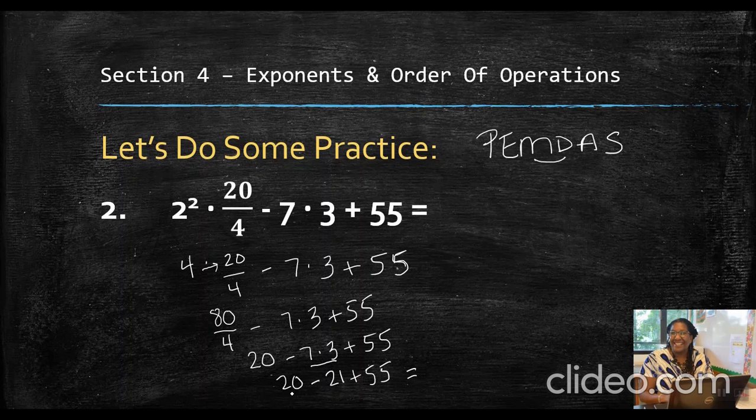Now we can add and subtract. Subtract comes first. 20 minus 21 is negative 1 plus 55. And our last step here is negative 1 plus 55 is 54. That is our answer to that problem. Have to be careful that we do things fully and in all the right steps. And it never hurts to write things over as you go down, just so you can keep track of what you're doing along the way.